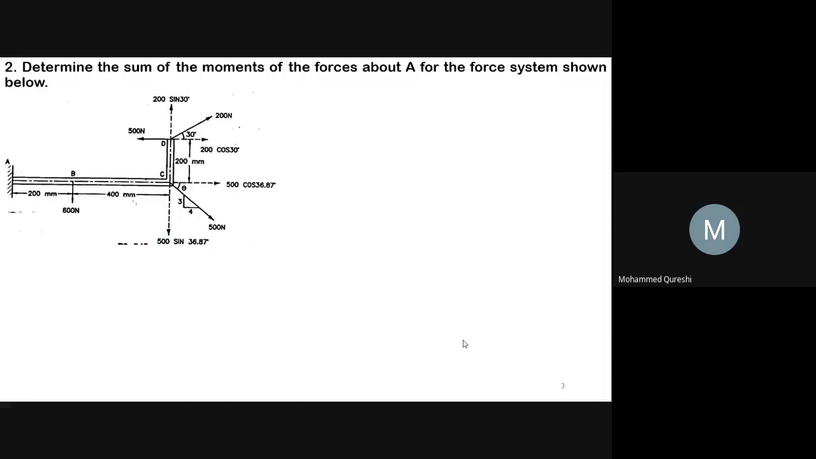In this example, it is given to determine the sum of moment of the forces. We have to calculate the sum of moment of the forces about point A. Means here we have to consider the moment at point A for the system shown below. So here 600 Newton force is given, 500 Newton force is given, and the 500 Newton inclined force will be split into perpendicular components, that is 500 sine theta and 500 cos theta.